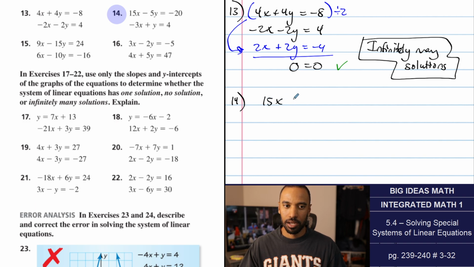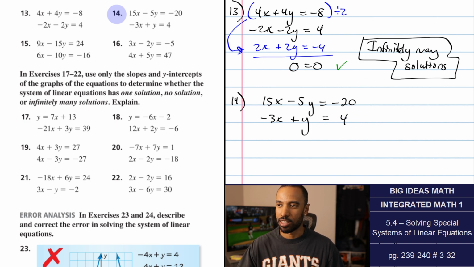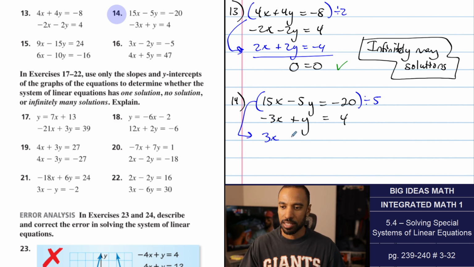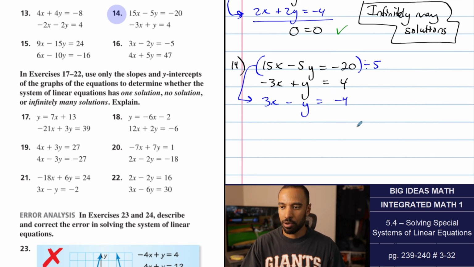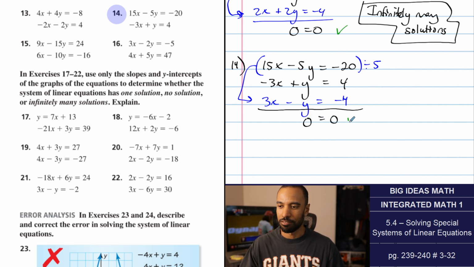you know, I'm going to fall in that same boat that I keep bringing up. If I can divide, I'm going to divide, or at least if it helps me, and it will here. So here, I can divide the top equation all by 5, and here I'll get 3x minus 1y equals negative 4. And take a look at that. When these things combine, that second equation with the newly written first equation, negative 3x plus 3x is 0. Y minus y is 0. 4 minus 4 is 0. 0 equals 0. We once again have infinitely many solutions.